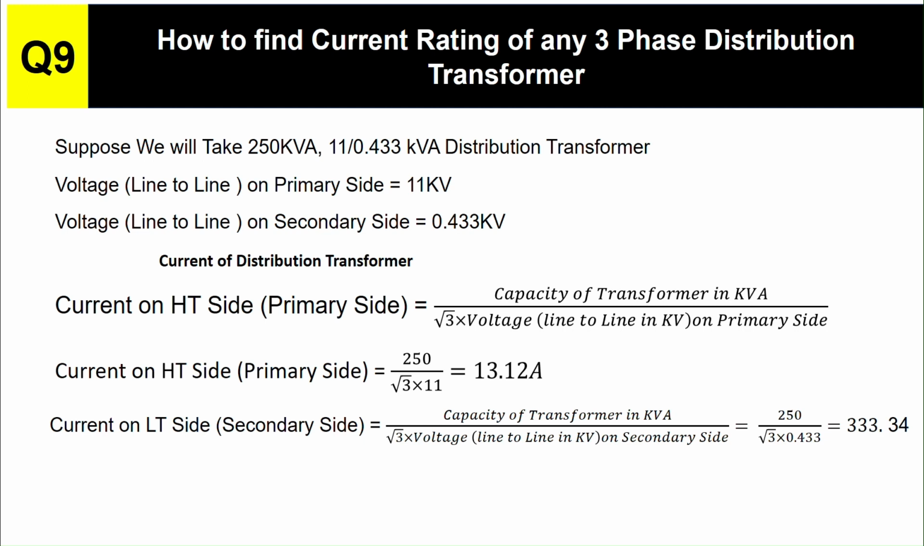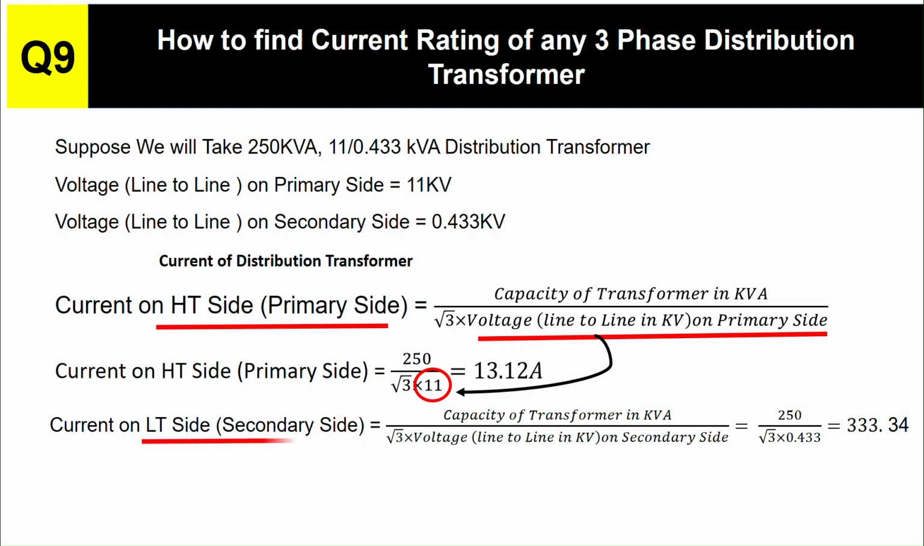Here you can see one thing. The current on the HT side is equal to the capacity of the transformer divided by root 3 into the line voltage on the primary side. We are calculating the current of the primary side, similarly we are taking the voltage of the primary side, that is 11 kV, and that gives 13.12 amperes.